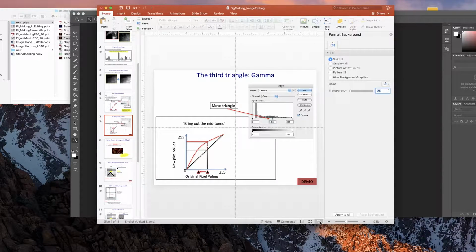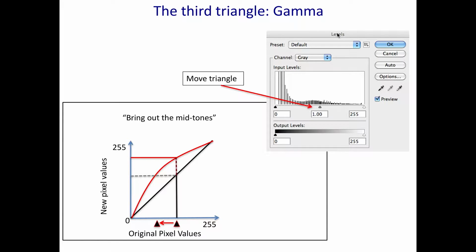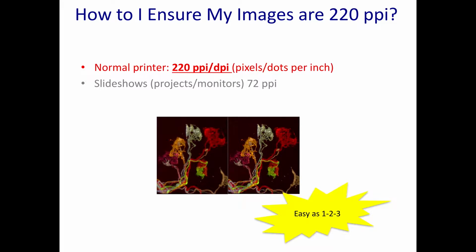Now that's one of the big things we're going to do with images. The second big thing we have to be aware of when we're working with scientific images is how do we know that we have sufficient resolution to print our images out and have them look good in the printed copy. As I said in the last part in this series, a normal printer needs about, at a minimum, 220 pixels per inch. But typically our slideshows through our projectors and monitors are only showing us 72 pixels per inch. So we don't really know how it's going to look when we print it out until we print it out. But there are some really easy steps you can do to set the resolution of your images so you know exactly what they are. I'm going to show you those 3 steps now.